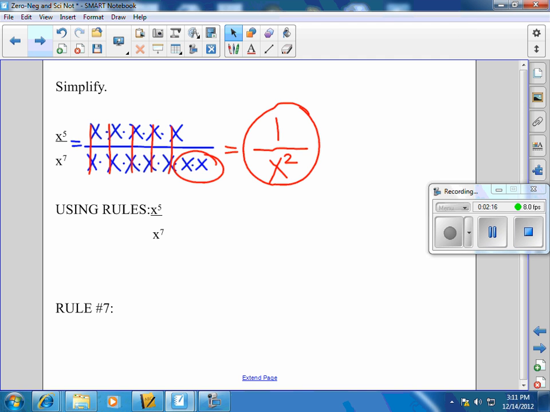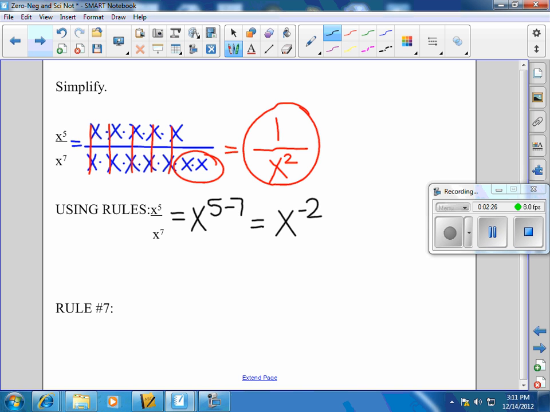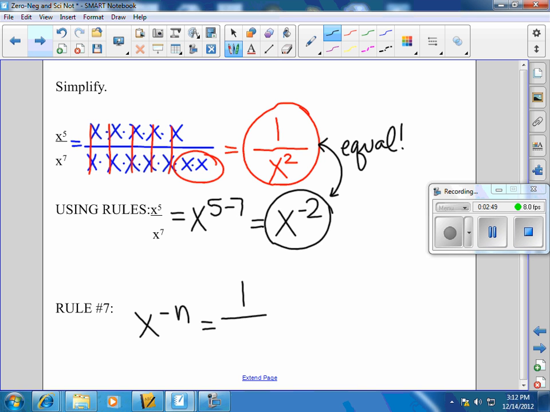So now let's use the rules. Rules say that I would need to subtract 5 and 7. When we get our answer, we end up with a negative number, a negative 2. So, negative exponents just means that we are dividing by 2 x's in this case. So, again, just like before, these two things have to be equal. So that leads us to rule number 7. Any number to a negative exponent is 1 divided by that number to the positive exponent. So negative exponents technically mean division, and we show that by doing 1 over x to the nth power.